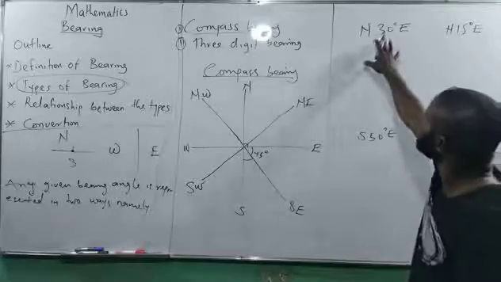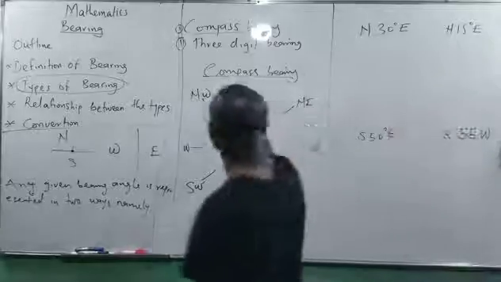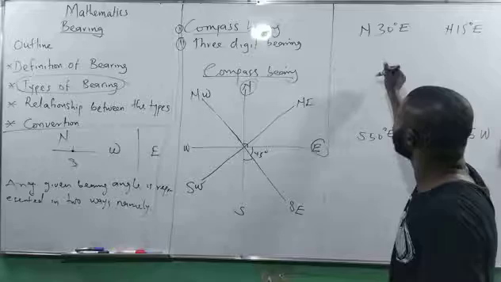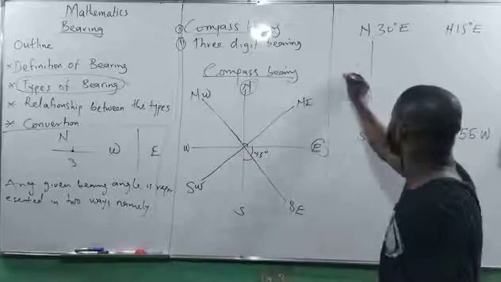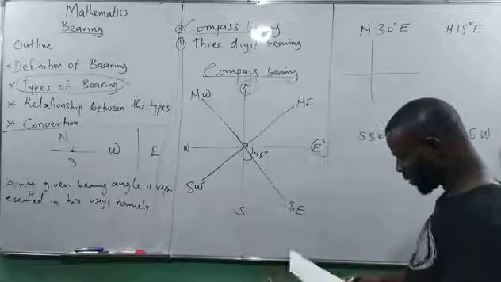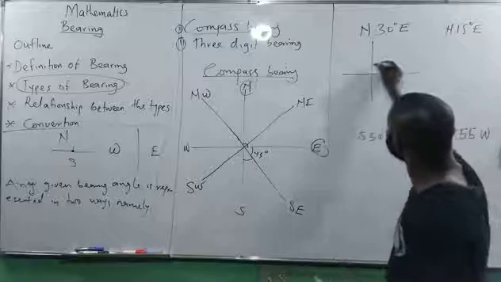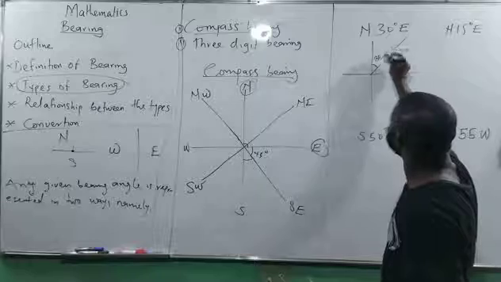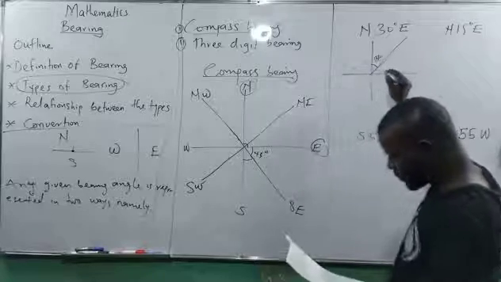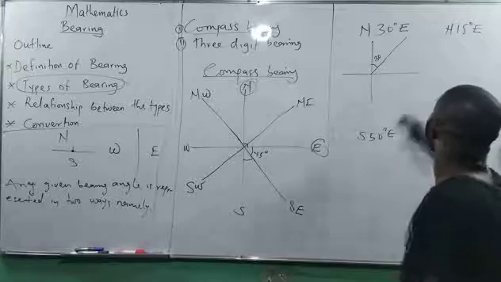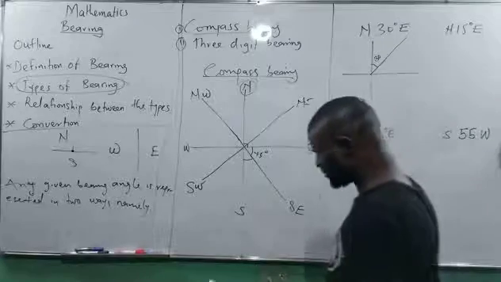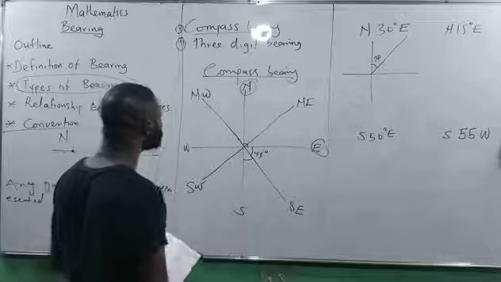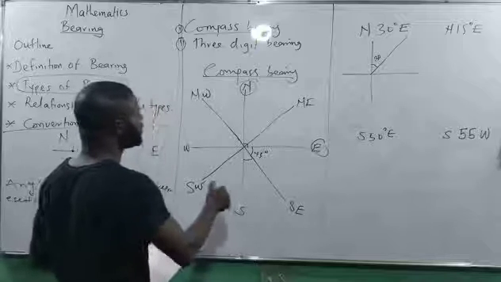Now when you have something like this, I'm talking about north and east. I'm talking about 30 degrees. Now I will have it like this. If you are talking about 30 degrees north, it means it counts from here, and here will be 30 degrees. If I have 15 degrees northeast, 15 degrees northeast.